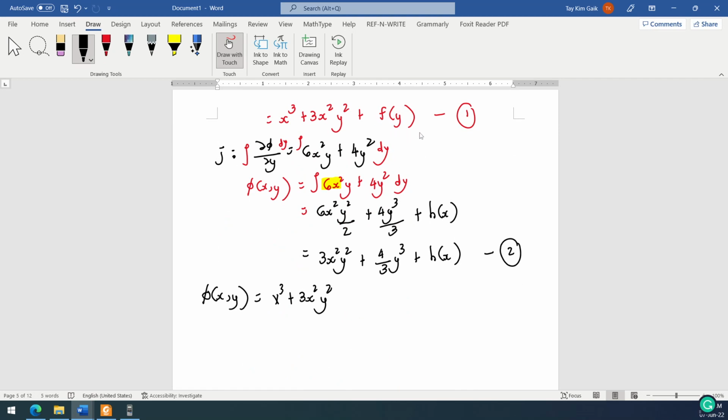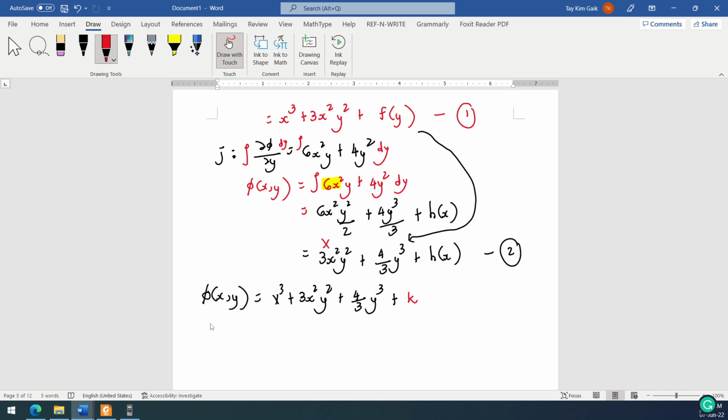Okay, f(y) plus 4 over 3 y cubed, and then h(x), because you start from equation 1, x cubed plus 3x squared y squared, function of y refer to 4 over 3 y cubed. Okay, this one already have, don't take it. This is a new term, take it. h(x), okay.